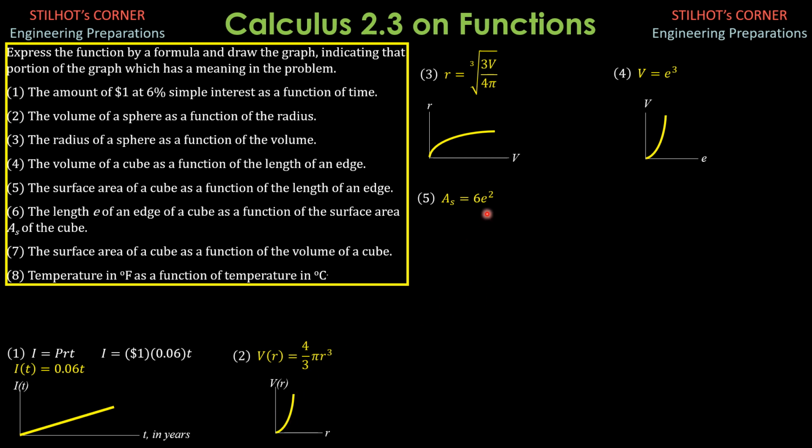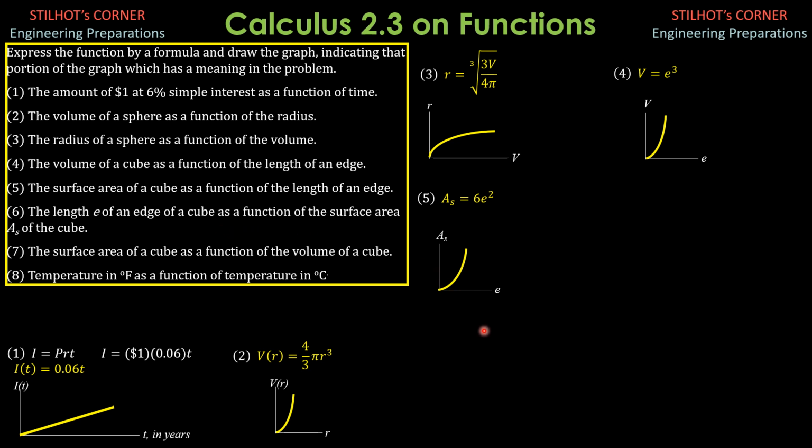When the edge is 0, it is 0. When the edge is 1, it is 6. It increases. Then when the edge is square root of 6, then area S is 36. So it opens upward like this, but a bit expanded rightward. So it's like that.